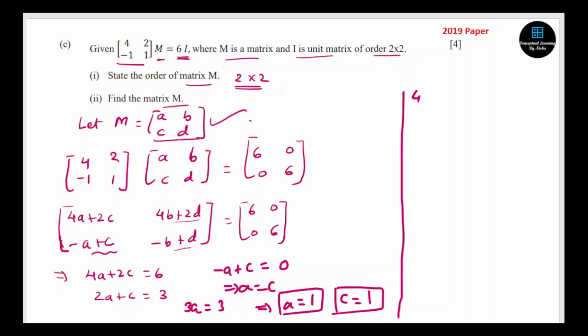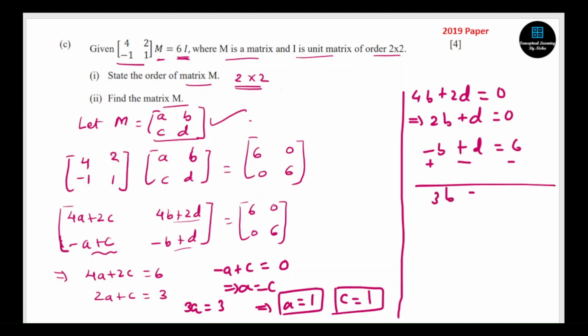So now 4b plus 2d equals 0. Right? So when I divide both of them by 2, I'll get 2b plus d equals 0. And here I have minus b plus d equals 6. When I do elimination, okay, so what do I get? I'll just make it plus, minus and minus. So I'll get 3b equals minus 6. So b equals minus 2. And then I can say d equals 4.